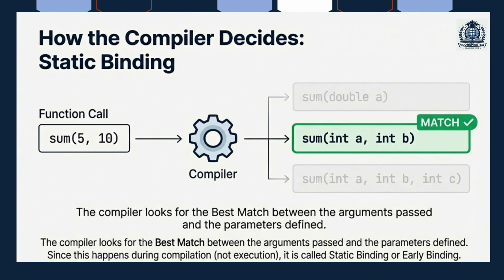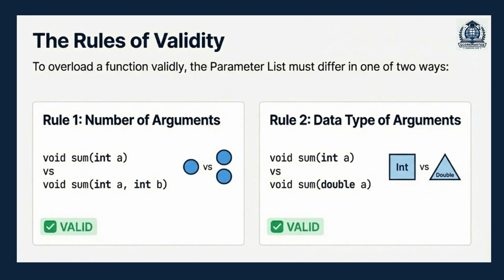The compiler selects the method whose parameters exactly match the arguments. No guessing, just precision. Because this decision happens before execution, it's called static, or early, binding. Overloading is valid only when the parameter list changes, either by number or data type. Change the parameters, not just the return type, or the compiler rejects it.